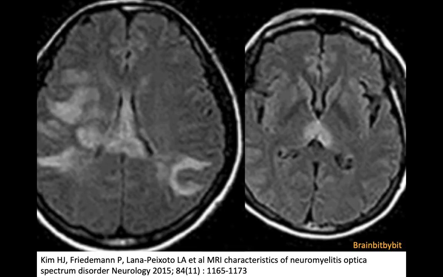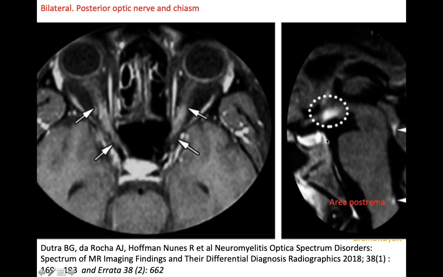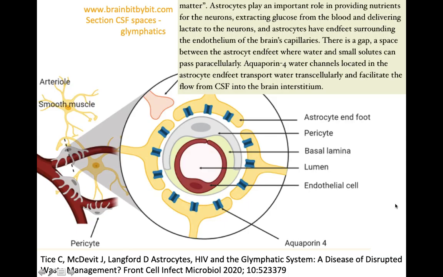In NMO, there's also involvement of the white matter of the supratentorial brain, especially periventricular, and in the diencephalic region with hyperintensity in both of the thalami. This is another sagittal post-contrast T1 weighted image of the patient we started with, the bilateral optic nerve involvement, and you can see there's also enhancement of and involvement of the periaqueductal gray and of the area postrema, which is the vomiting center in the medulla.